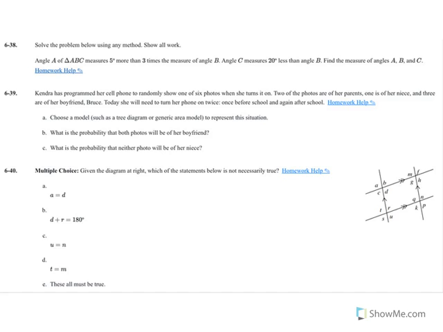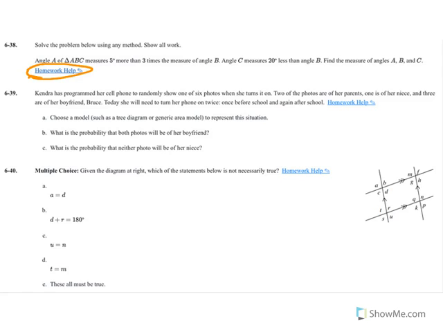Okay, the next one is problem 38. It says solve the problem below using any method. Show all work. This is actually kind of tricky. If you go to your ebook, you can see this homework help tab. You might end up using that homework help tab on this question. There's multiple different ways to do this actually, and this is all just going to be what your preference of solving this is. So I'm going to start you out with just the way I would probably do this.